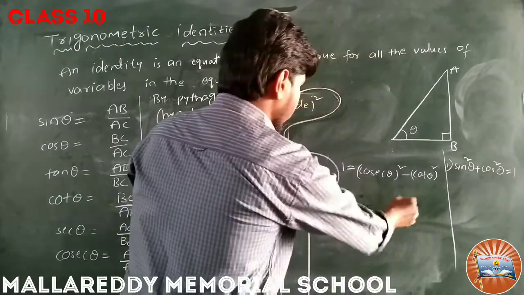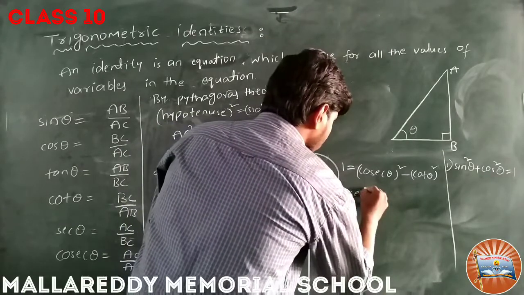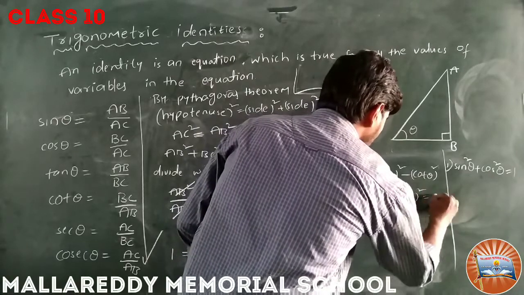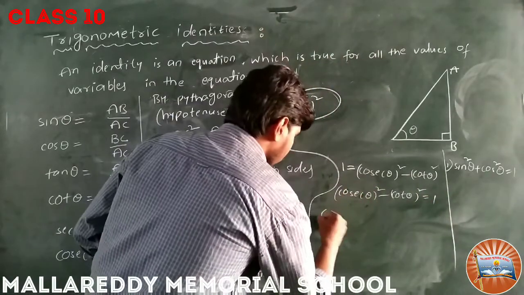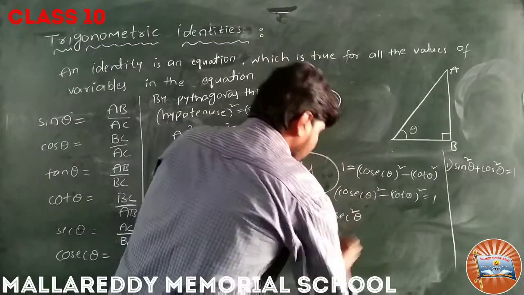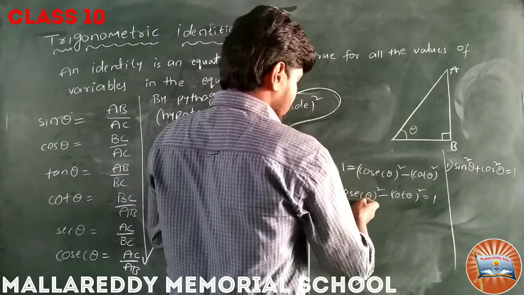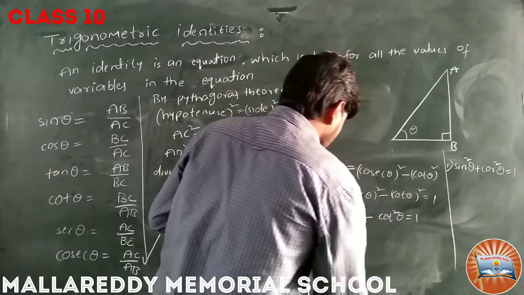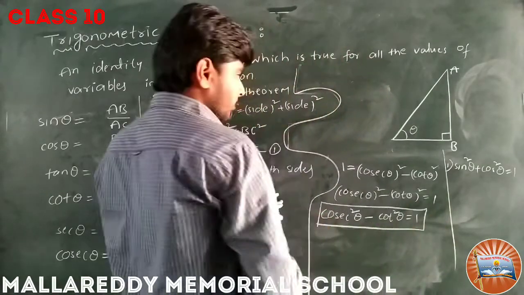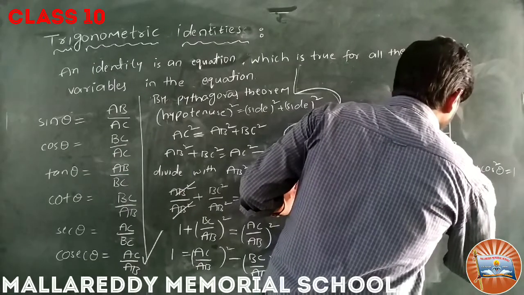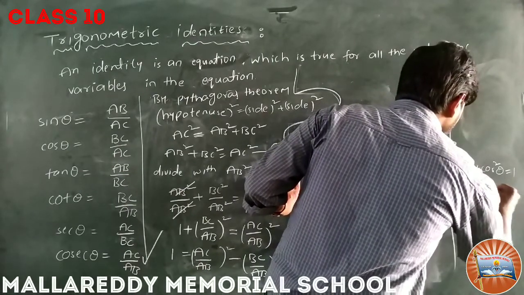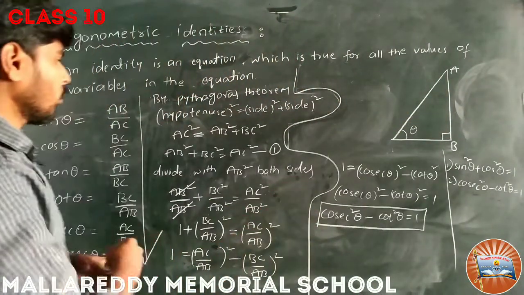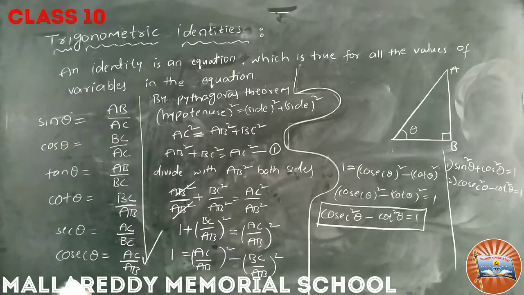This we can write in order. Cosec theta whole square minus cot theta whole square equals to 1. The square goes inside and becomes cosec square theta, not cosec theta square. Cosec square theta minus cot square theta equals to 1 is another identity here. This is one more identity. Now next we shall see the third identity.